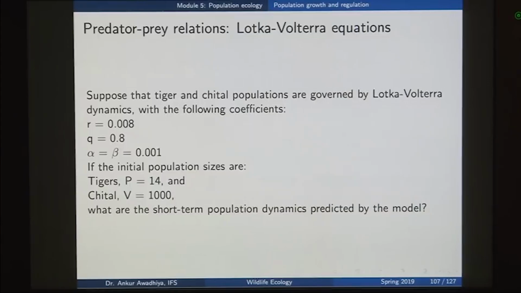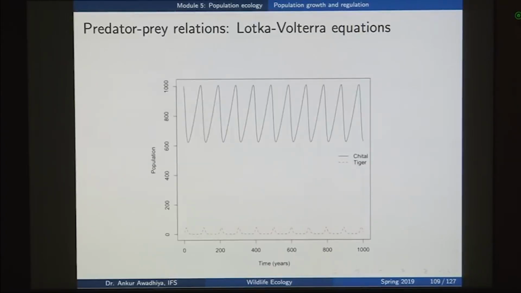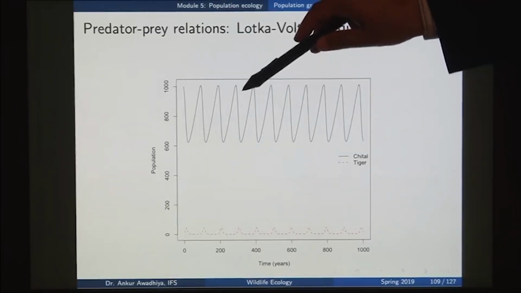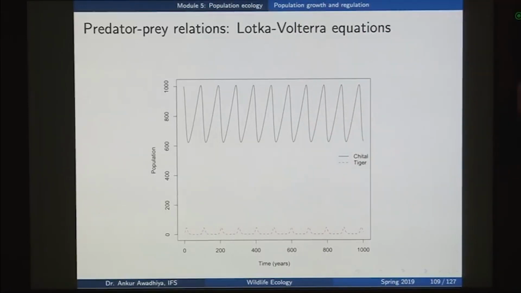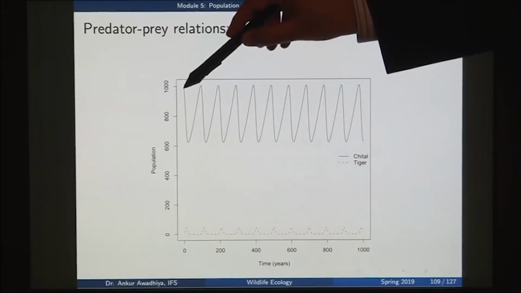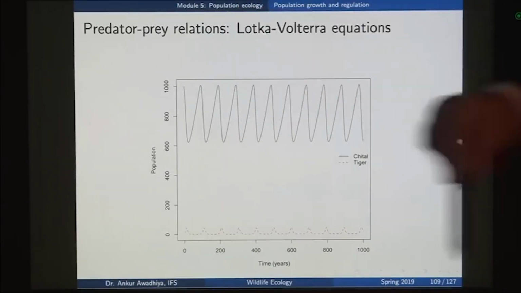So, what are the short term population dynamics that are predicted by the model? In this case, if you plot these equations with the values of alpha, beta, R and Q and the initial values of V and P, this is what we will find. The top one is showing you the cheetal population and the bottom one is showing you the tiger population. You started with 1000 cheetals, but you already have a very large size population of tigers.